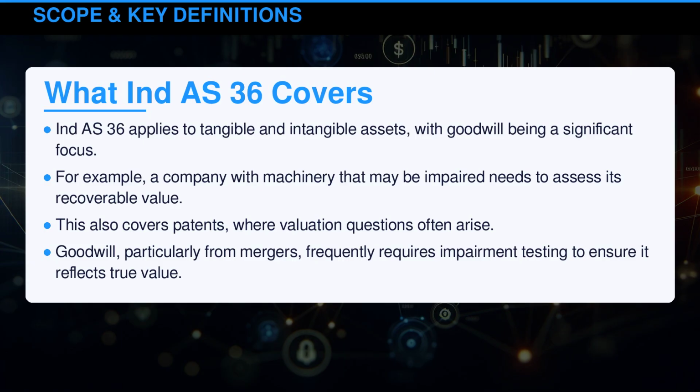For example, a company with machinery that may be impaired needs to assess its recoverable value. This also covers patents, where valuation questions often arise. Goodwill, particularly from mergers, frequently requires impairment testing to ensure it reflects true value.